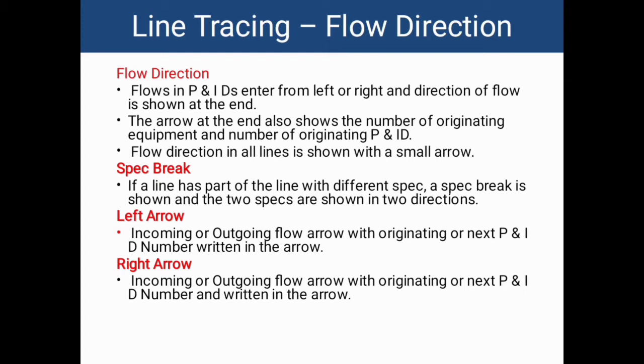When there is a specification break, say you are following a 4-inch pipeline, sometimes the pipe will be reduced to 3-inch or increased to 6-inch. Then there will be a spec break on the P and ID. Then, at the beginning on the left side of the P and ID and the right side, you can see arrows. The left arrow indicates this stream is coming from another division of the plant, and the right side arrow indicates this stream goes to the next division. Like that you can understand.